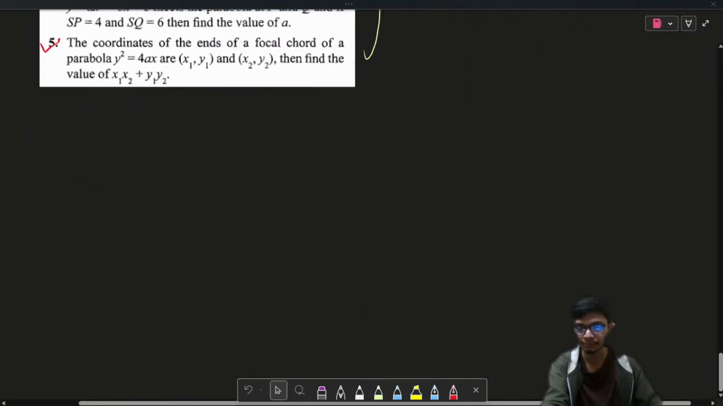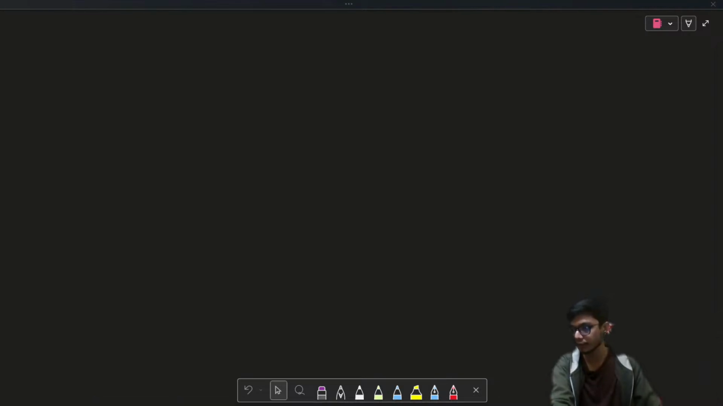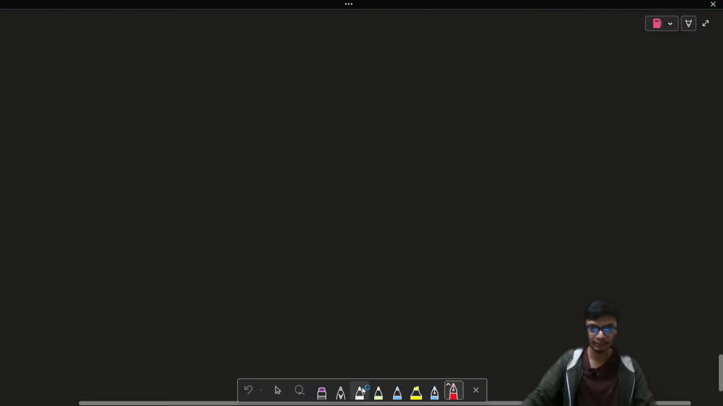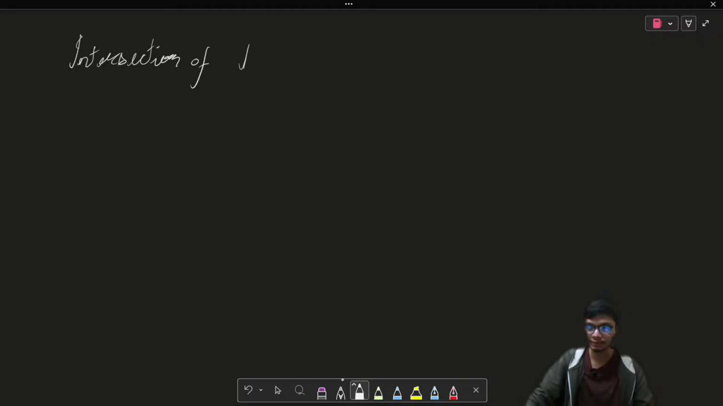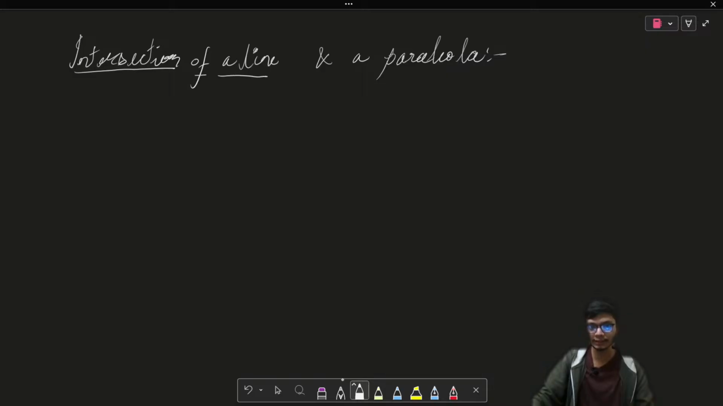Let us start with today's topic, that is the intersection of a line and a parabola. Today we're going to discuss the concept of intersection of a line and a parabola. To begin with, we shall take the standard equation of the parabola.